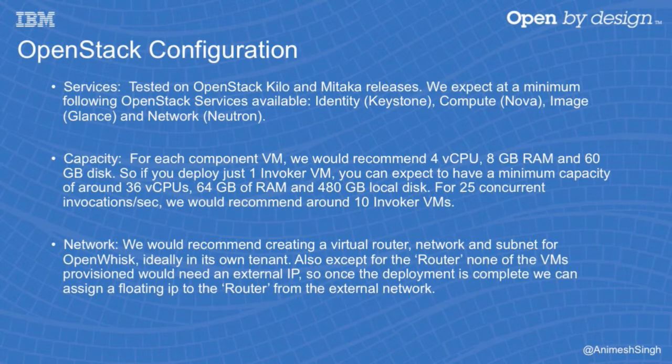It has been tested on OpenStack Kilo and Mitaka releases. At the minimum, we expect the following 6 services: identity, compute, image, network, etc. The typical sizing which we recommend is around 4 CPUs, 8 gig of RAM, and 60 gig of disk for each component VM. You can expect to have around 36 vCPUs, 64 gig of RAM, and 480 gig of local disk if you want multiple concurrent event invocations.